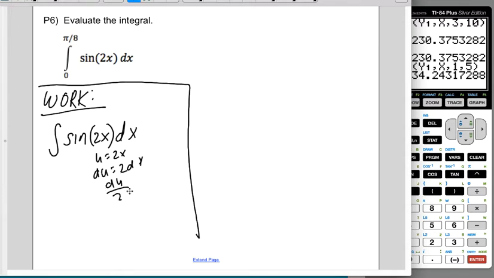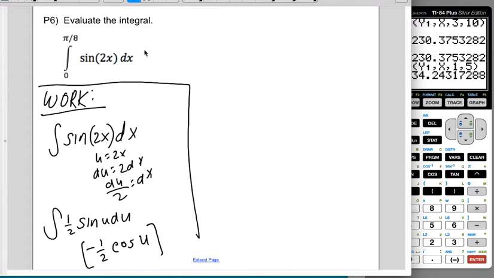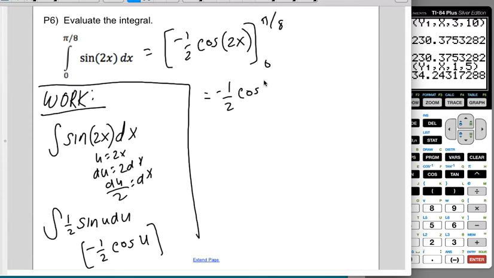So du over 2 is my dx. So I'm going to get this is the integral of 1/2 sine of u du. Well, I know that sine integrates to negative cosine, so I'm going to get a negative 1/2 cosine of u, right? And so I could just jump up here now and say, cool, I get it. That's a negative 1/2 cosine of u, which was 2x, right, from 0 to pi over 8. So this is going to be a negative 1/2 cosine of pi over 4, because that's what 2 pi over 8 would be, minus a negative 1/2, so that'll be plus a 1/2 cosine of 0, right?